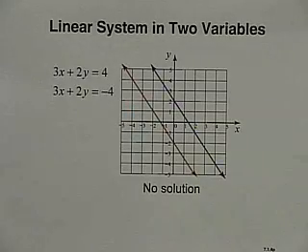Now let's look at this particular picture. Here again we have a linear system in two variables, but in this case, since the two lines are parallel, they don't intersect at all. In a system such as this, we would say that there is no solution because there are no points of intersection for the two graphs.